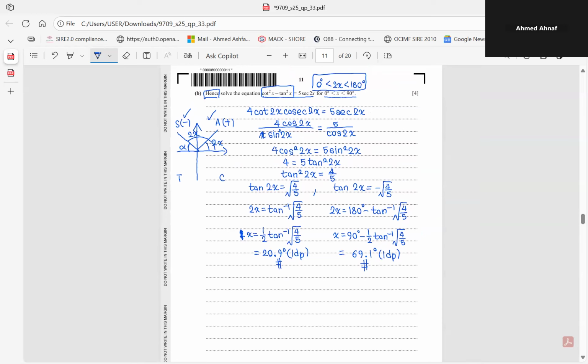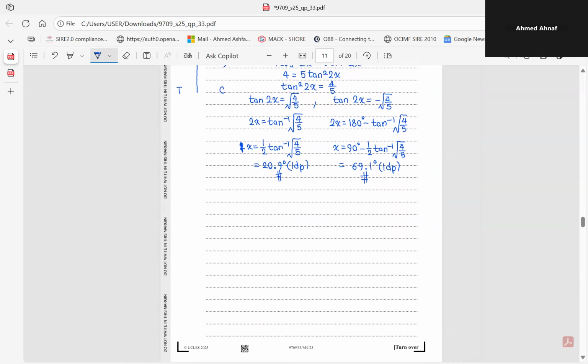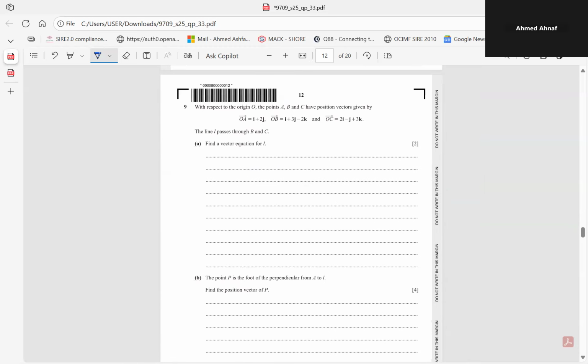And if you want to check the answers again, you can substitute the exact values back into both sides of the equation and see if they match or not. So with that, let's head on to the next question.